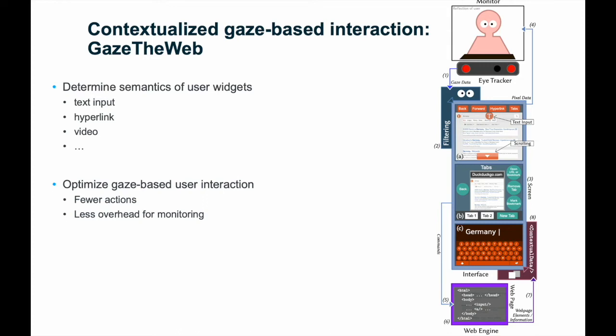So you need the semantics. Then you can optimize the user engagement for the semantics so that the user who is handicapped needs fewer interactions and has less overhead for monitoring. And then you can adapt the type of interaction, translate the input to different modalities.